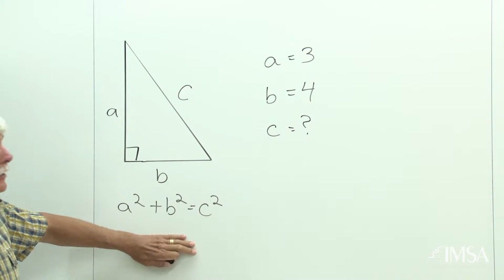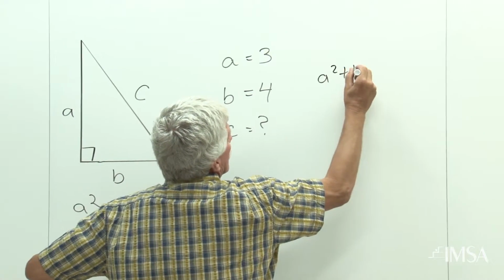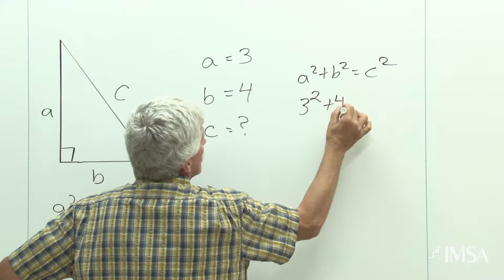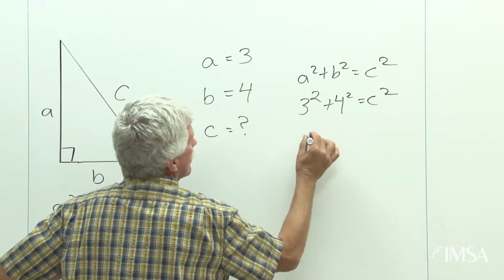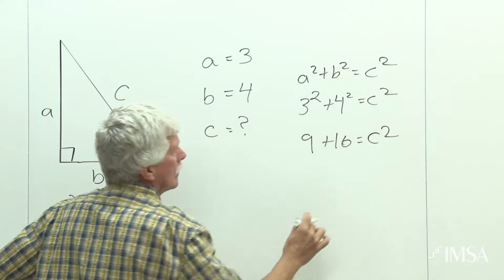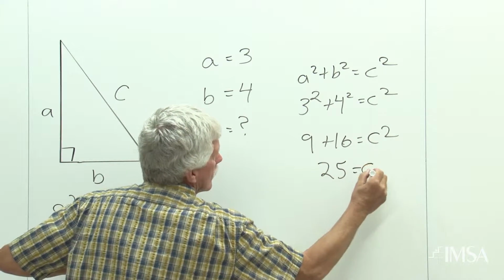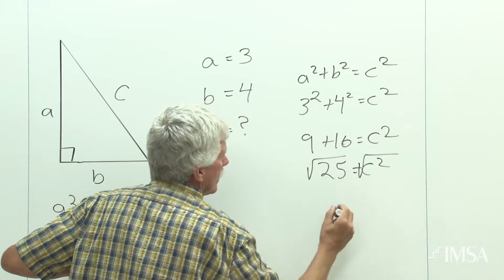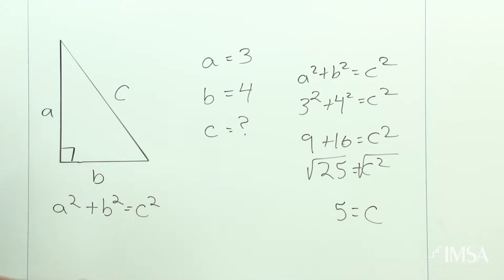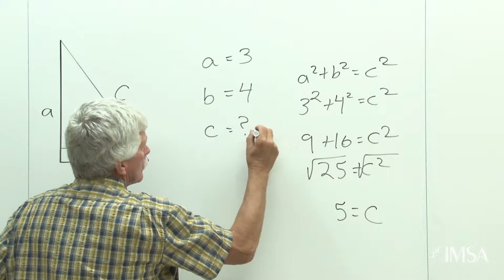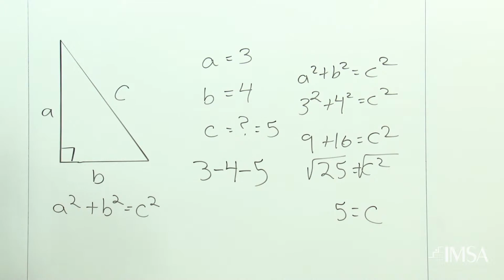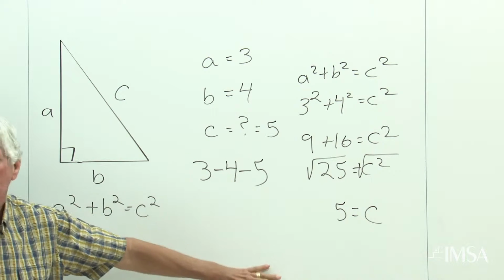We apply the Pythagorean theorem. We do our substitution. Take the square root here, and we know that c is 5. So here we have a Pythagorean triple: 3, 4, and 5. They're all whole numbers, a Pythagorean triple.